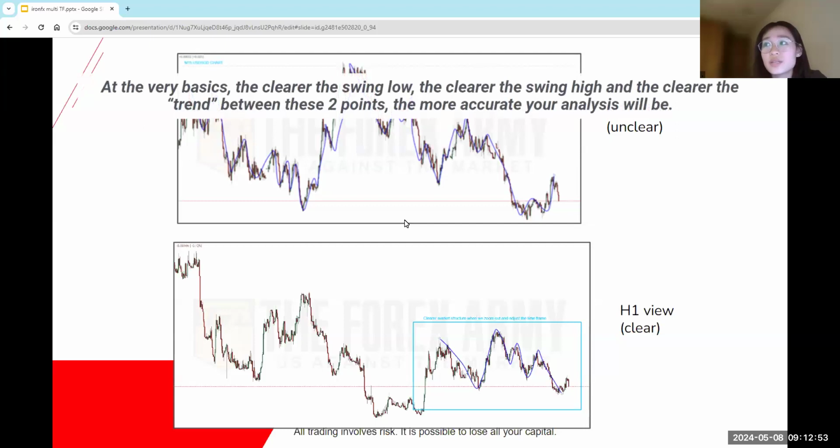So the rule that we typically will live by is at the very basics, the clearer the swing low, the clearer the swing high, and the clearer the trend between these 2 points, the more accurate your analysis will be. So the two criteria that you should look out for is firstly a clear swing low or swing high. Secondly, a clear trend between the starting and the ending points. And then your retracements, your Fibonacci levels, or your analysis is likely to be more accurate.